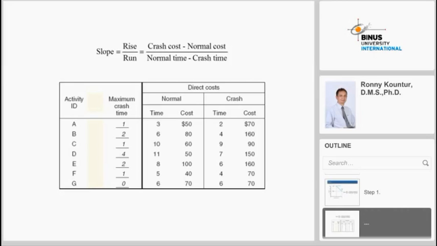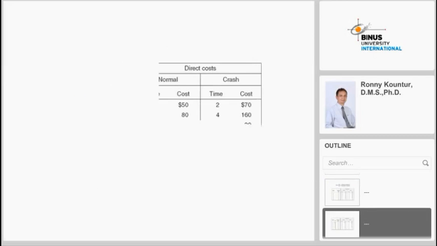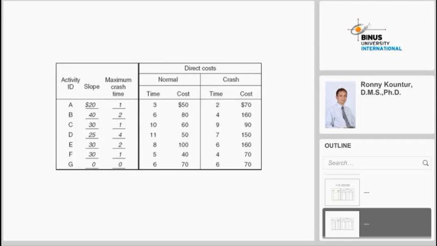Look at activity B. Activity B, the slope is 40. Where do you get the 40? The 40 is derived from 160 crash cost minus normal cost 80, which is equal to 80, divided by 6 minus 4, which is 2. So 80 divided by 2 will equal 40. Okay.